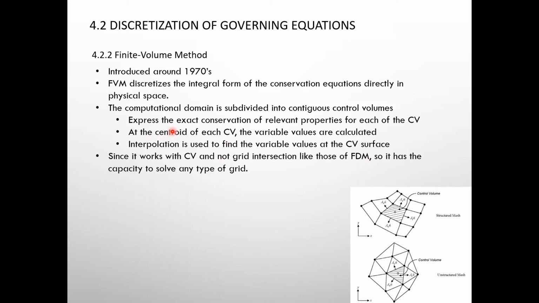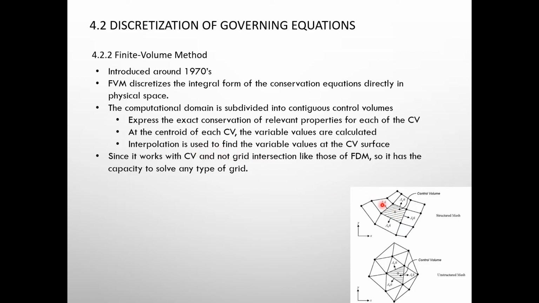It is expressed as the exact conservation of relevant properties for each of the control volumes, which is what we discussed before, the conservation of volumetric flow rates. We have a volume, all points or the elements in your mesh, not necessarily structured but also unstructured mesh, where we treat each of these volumes as your control volumes, which is confined by the grid lines. We treat it as a control volume. So all of the properties in this control volume need to be conserved.